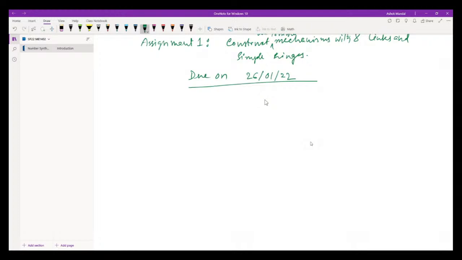Now we will move to the topic called range of motion of a 4 bar linkage. Have you studied this range of motion of a 4 bar linkage? No, sir.